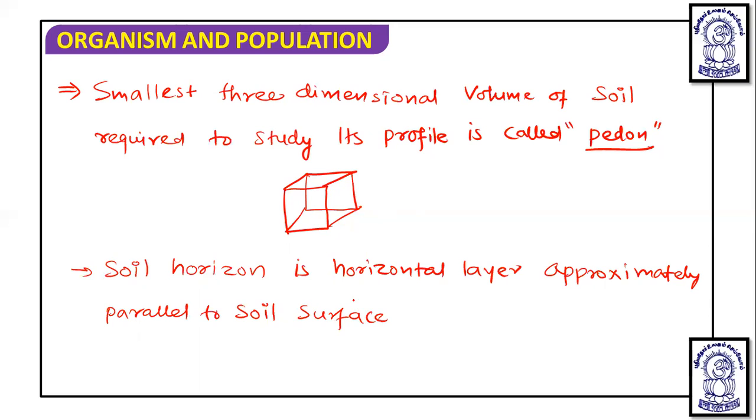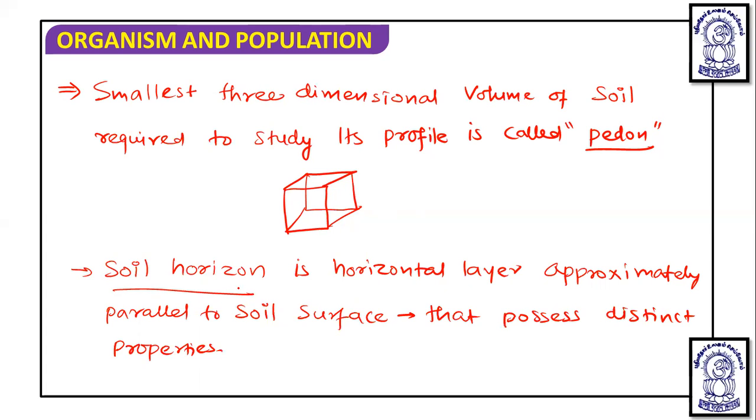Approximately parallel to the soil surface, and that possess distinct properties which are unlike the ones present in the adjoining region. If this soil horizon has some different properties than the adjoining layer which is present below or above that, okay, so this is known as soil horizon, and it is known that most soils possess 3 to 4 horizons.